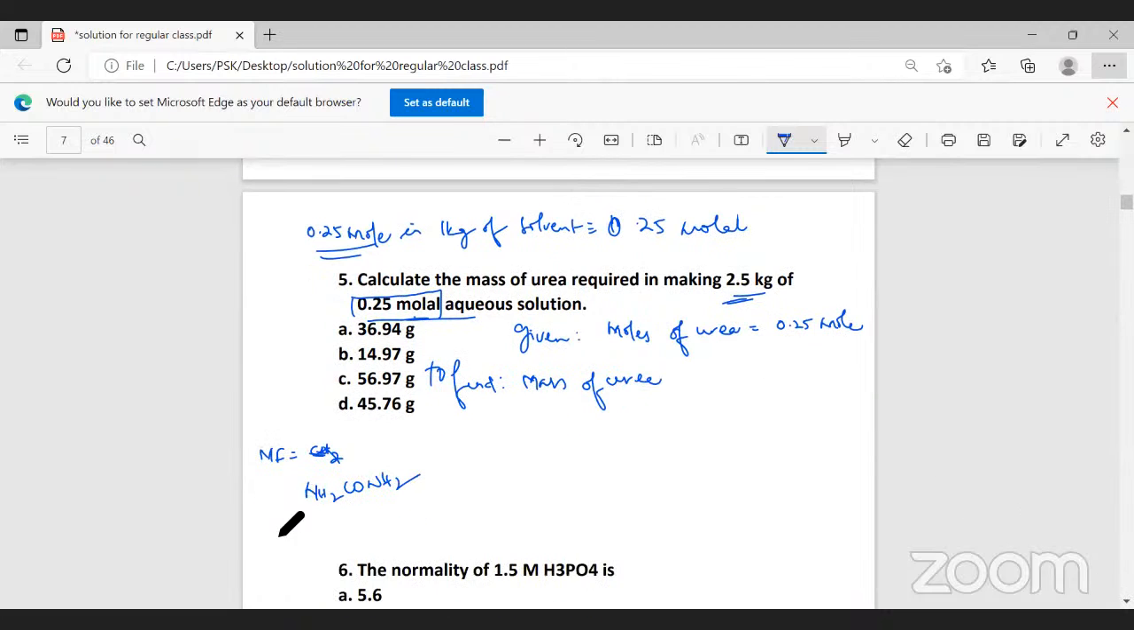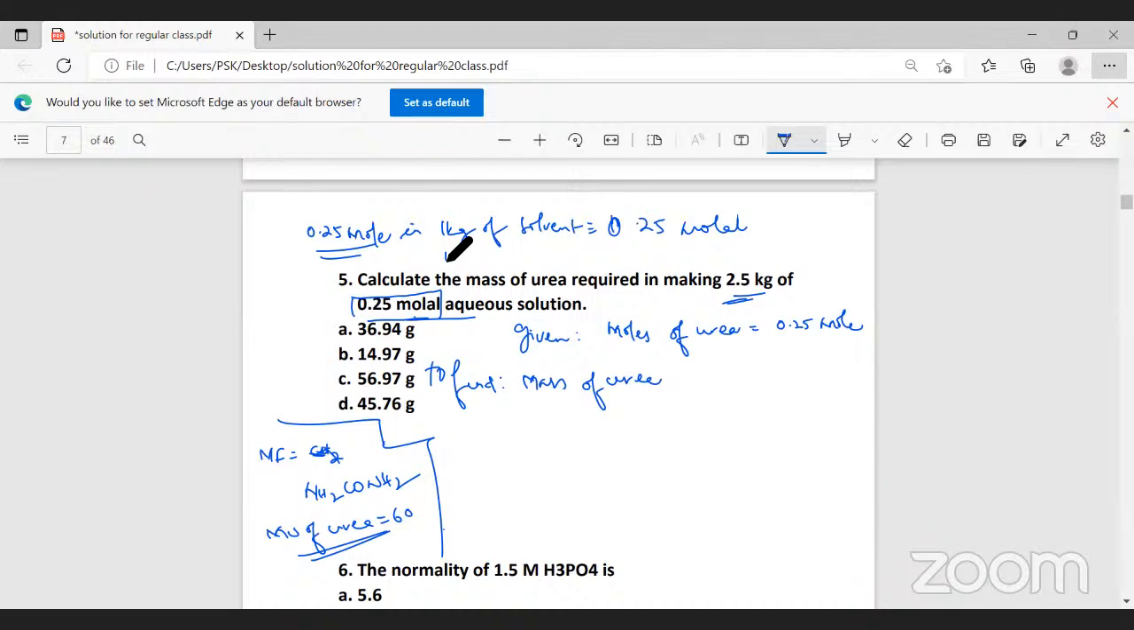And the molecular weight of urea, you should remember, is 60. Memorize this. Urea is an important molecule in chemistry. But they're asking you to calculate the mass of urea required to prepare 2.5 kg of 0.25 molar solution. I clearly told you 0.25 molar solution means 0.25 mole in 1 kg of the solvent.